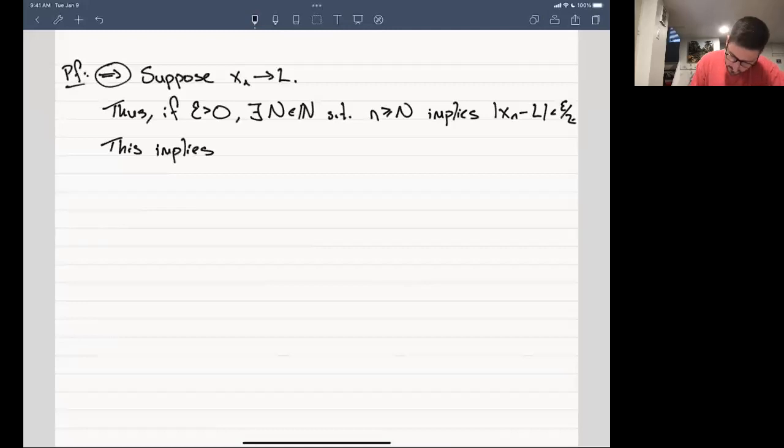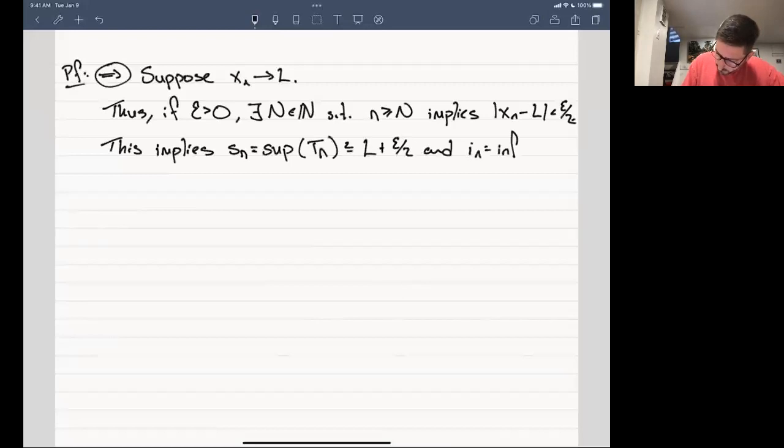And this implies that Sn, which is the supremum of the tail, is less than or equal to L plus epsilon over 2. And In, which is equal to the infimum of Tn, is greater than or equal to L minus epsilon over 2 when n is greater than or equal to capital N.